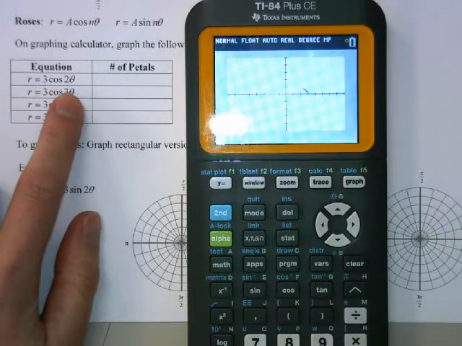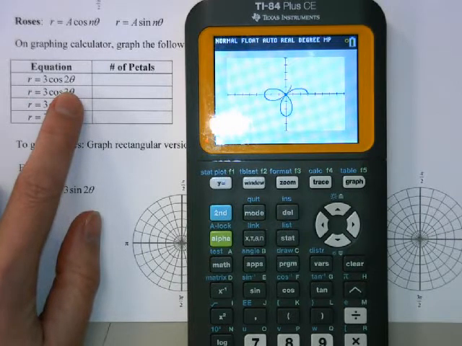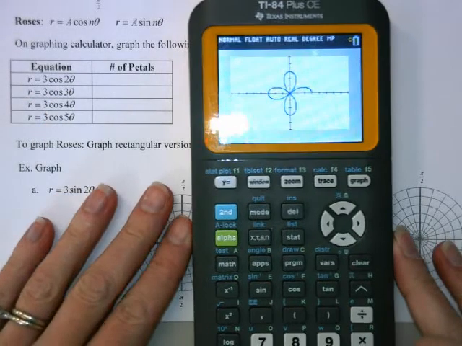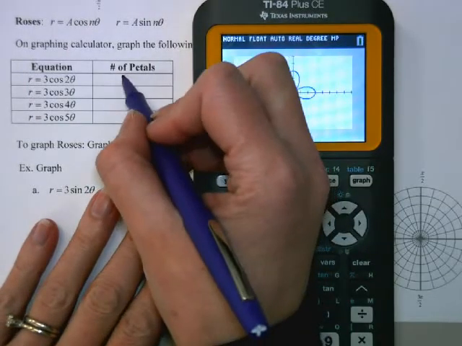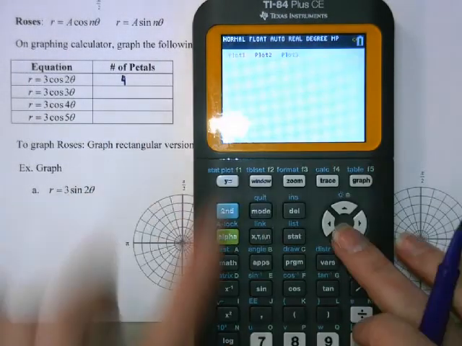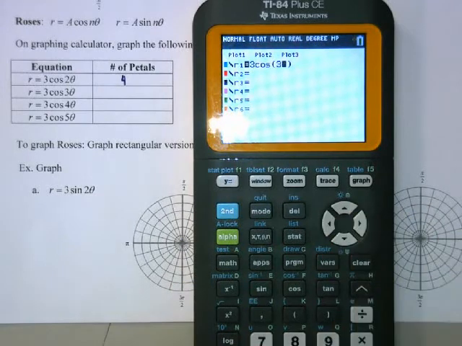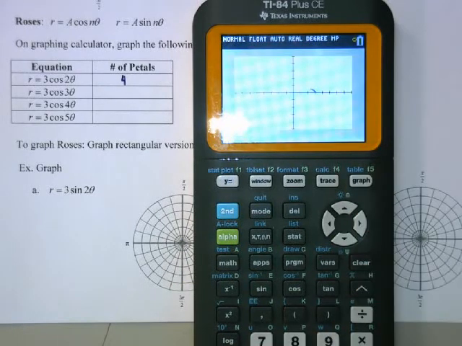When we graph this, we get this nice pretty looking rose, which has 4 petals. Now I'm going to change that number to a 3. And graph. And we get 3 petals.